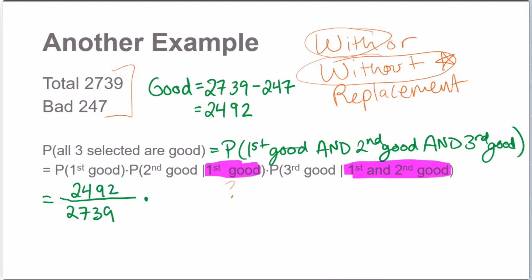Now, when I go to the second piece and I want to know, same thing, is this good? If I'm assuming that the first piece of seafood was good and it's been removed from the pool, that means that the total is now one smaller, 2738, and the number of good pieces is also one smaller.